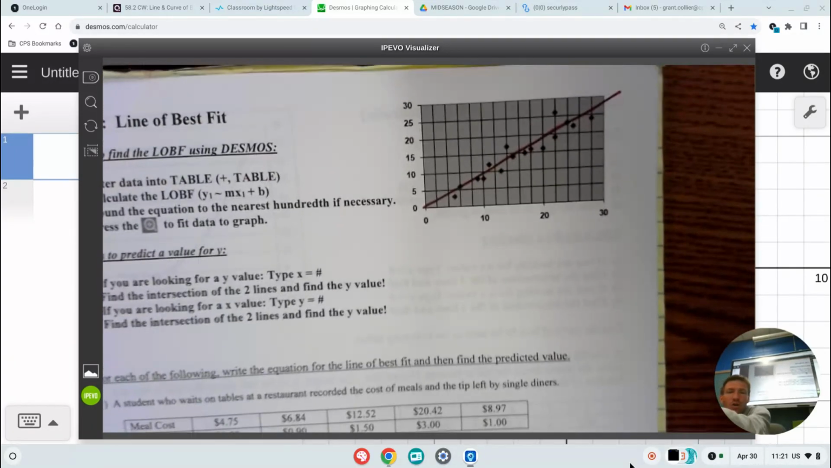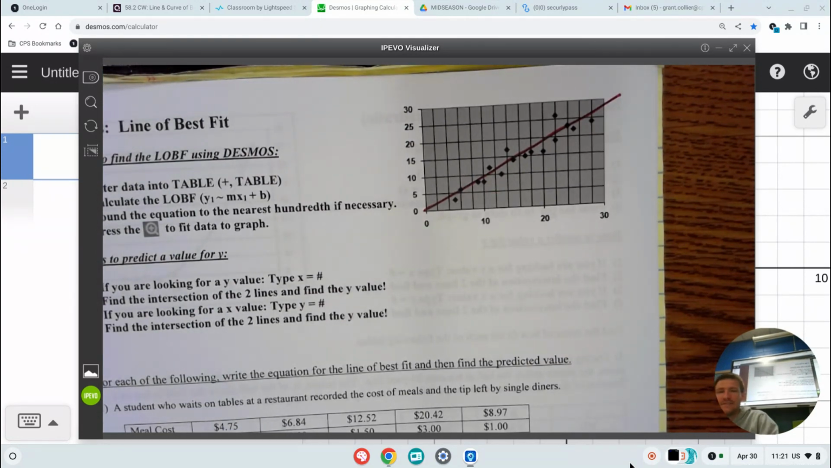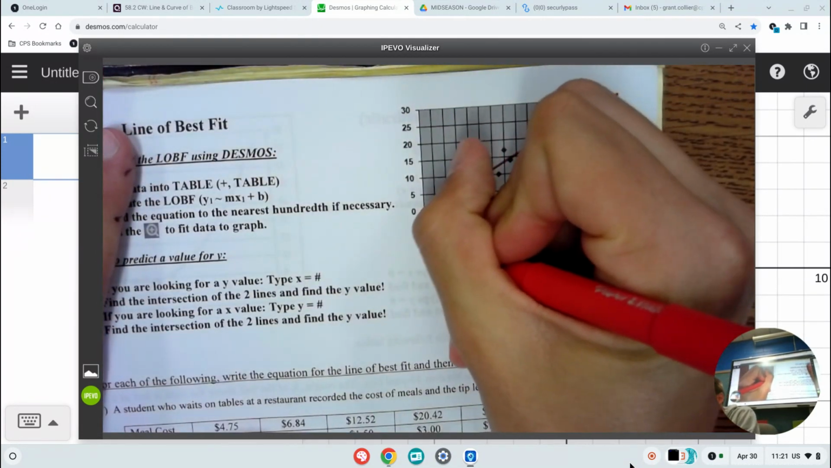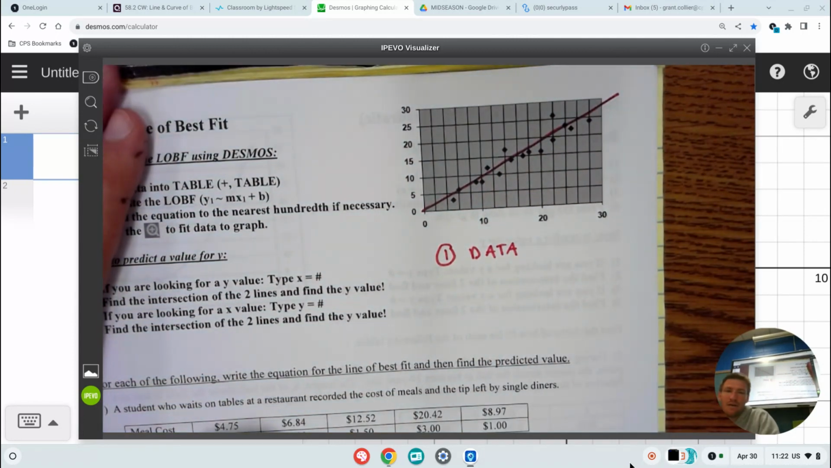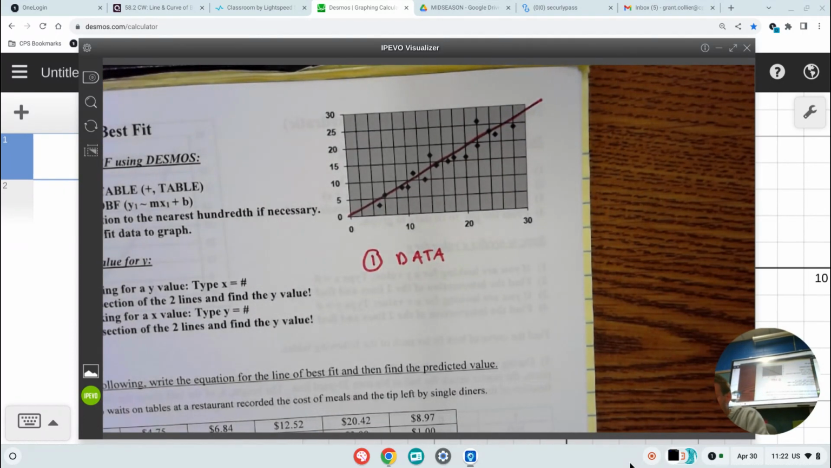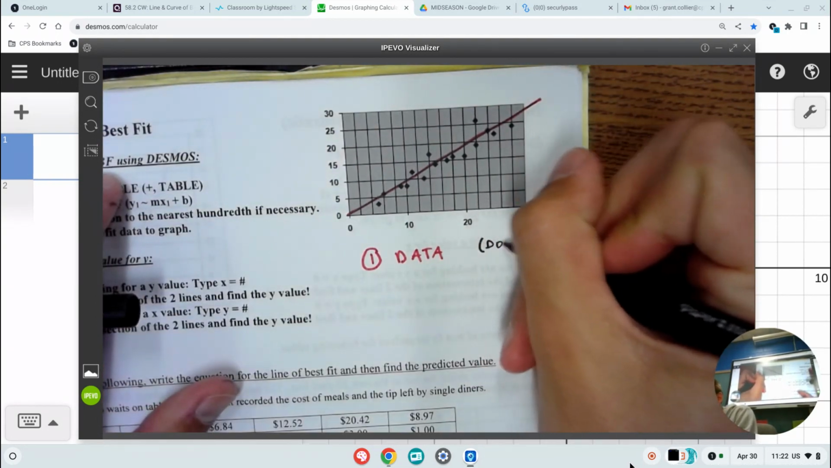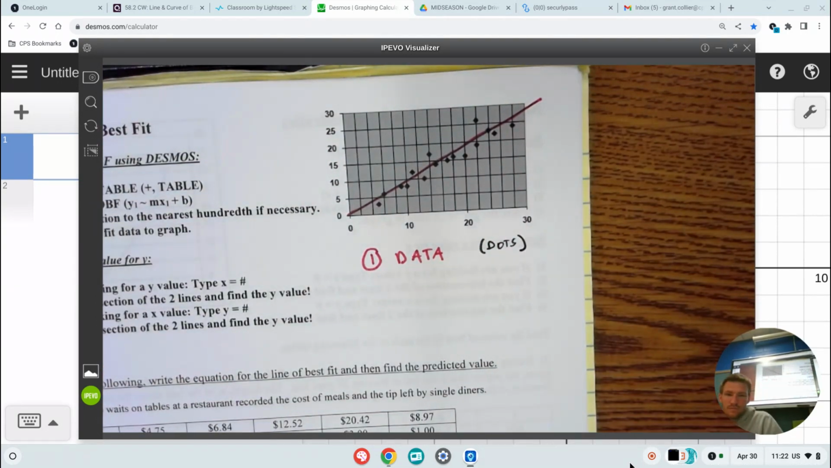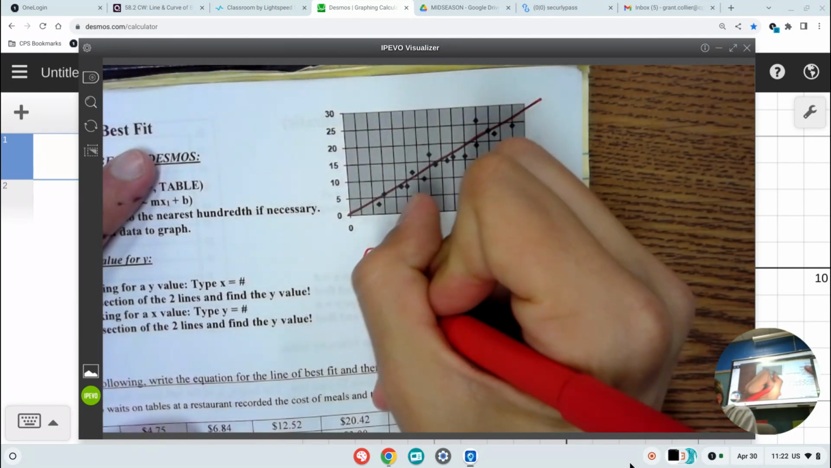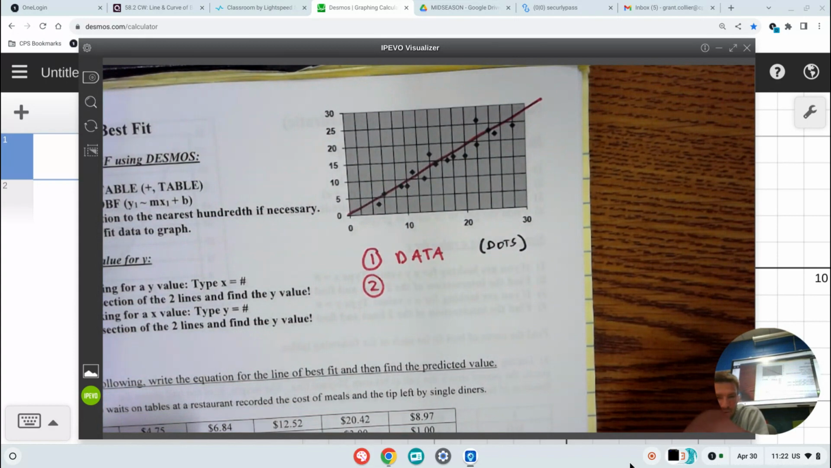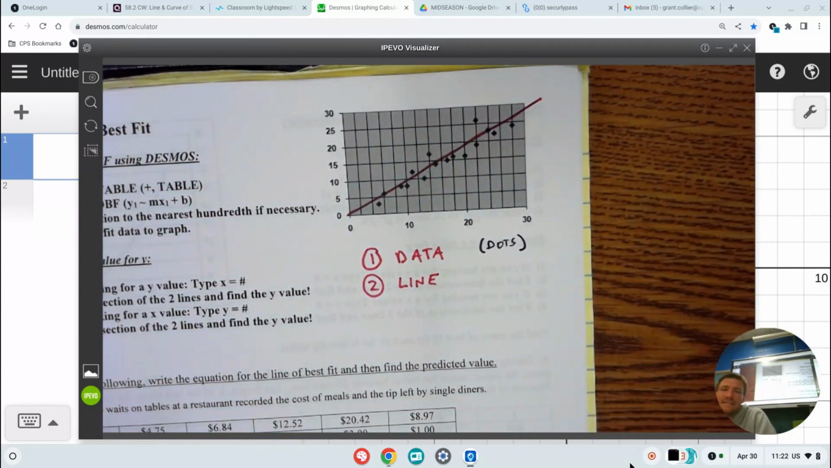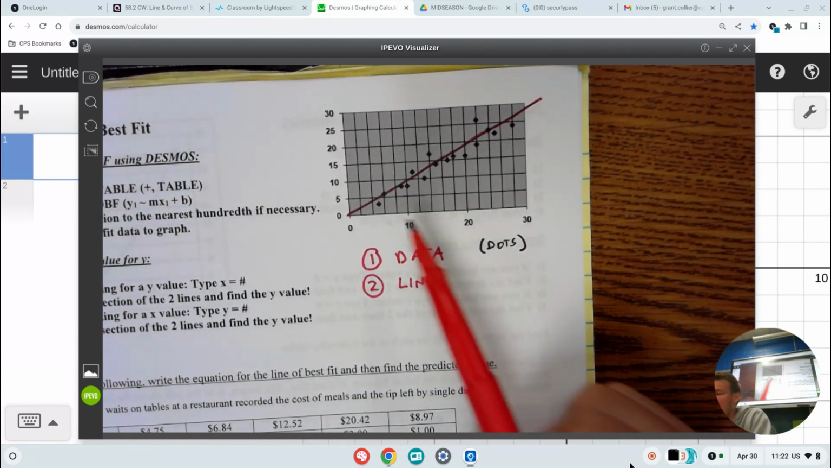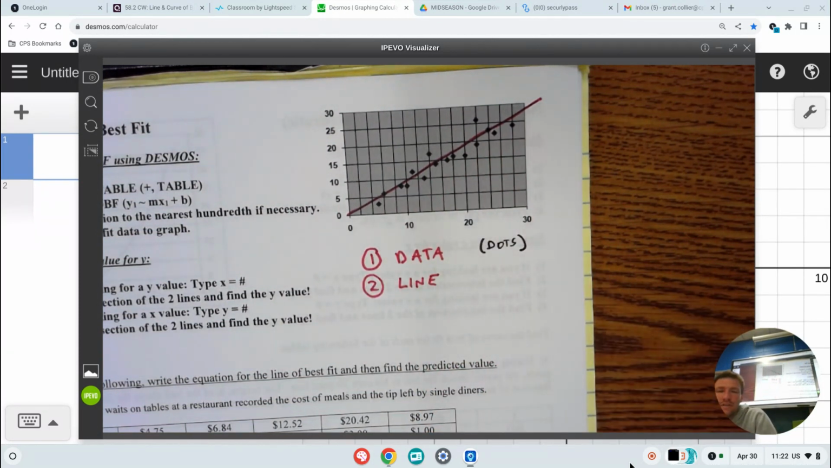Now, our goal for line of best fit is to do 3 steps. Step number 1, we need to use the data that we have. Basically, that means we need to get some dots into DESMOS. Okay? Write this down. Come on. Like I said, very important day of notes. Step number 2, after we get the data in there, we need to get the line into DESMOS. This is the line that goes perfectly through all the dots.